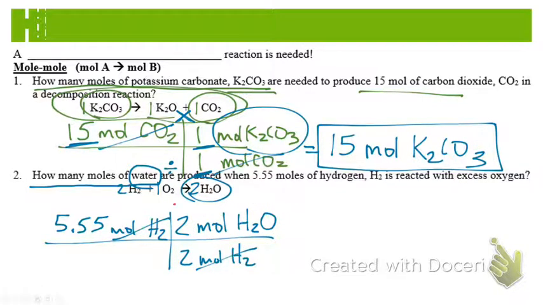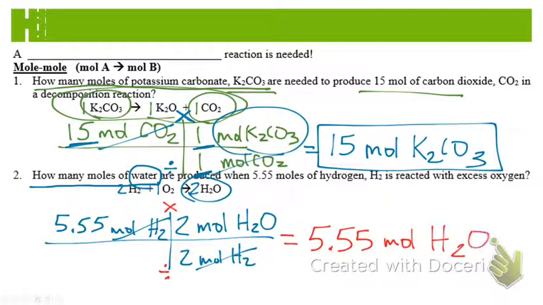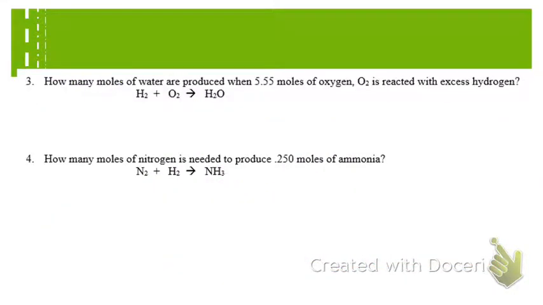And here I'm doing 5.55 times 2 divided by 2. And this turns out to be 5.55 moles of water. Once again, the math isn't hard yet, but just focusing on this setup and where we're finding these numbers. So let's move on to one where the answer isn't going to be the same as the given.